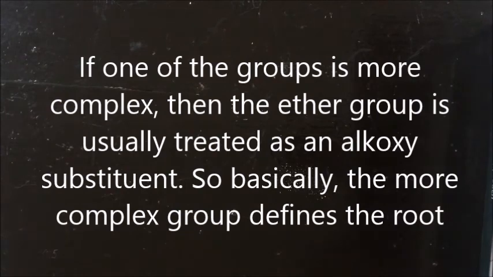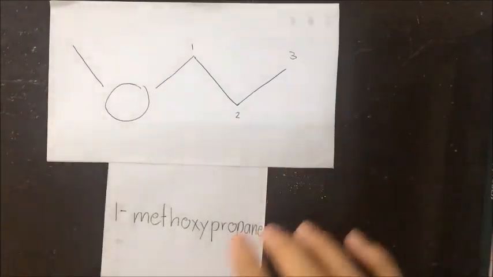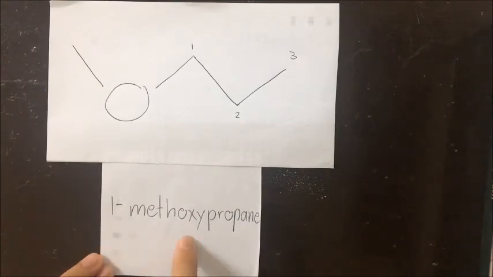So now let's move on to the intermediate ethers. In naming intermediate ethers, if one of the groups is more complex, then the ether group is treated as an alkoxy substituent. So basically, the more complex group defines the root. We have this example right here. This is 1-methoxypropane. As you can see, it doesn't have that ether behind it anymore. So now why is this named 1-methoxypropane?